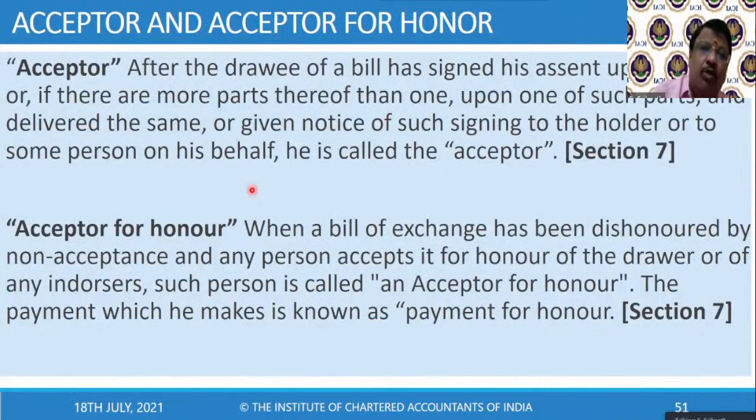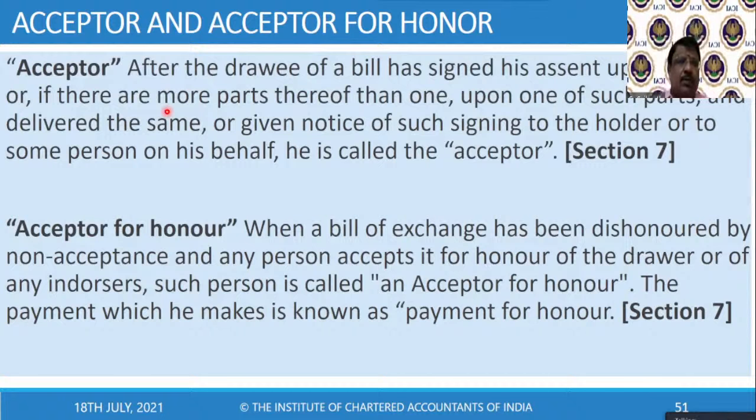Okay, so as I told you, once a person has accepted, he becomes an acceptor. That's all. How does he do it? He signs it either on the face of the bill or on the reverse side. Suppose it is not a single bill, but a bill in sets, that is, different bills. The whole thing forming a set, on every one he has to sign, upon one of such parts, and deliver it. So that he is the acceptor.